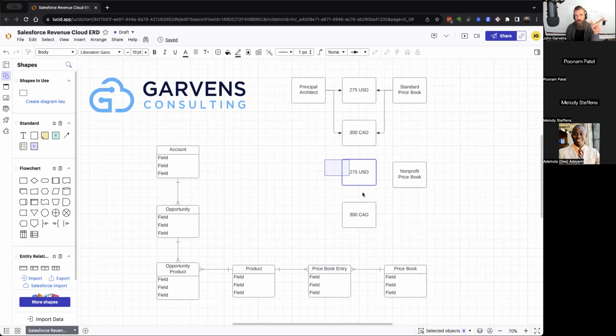Okay. So we have now 4 price book entries. We have 2 price books, and we're still only selling one product. But because of the requirement to have 2 price books and to sell in 2 currencies, I now have 4 price book entries. And if we look at the relationships that that's going to create, that has also increased considerably.